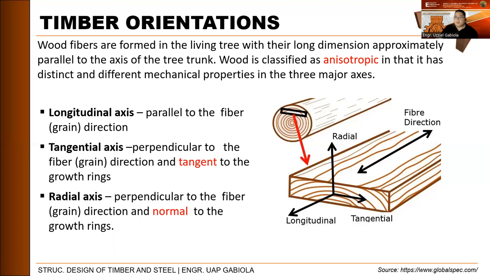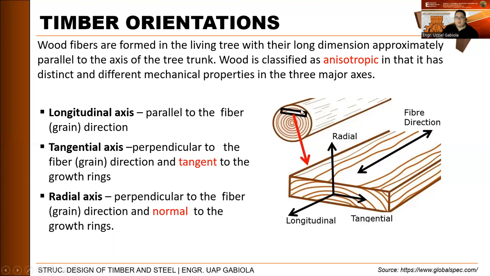Okay? Then we have tangential and radial. So both of them are perpendicular dun sa fiber natin. So kung ito yung fiber natin, yung isa is perpendicular along the horizontal axis, and then yung isa perpendicular siya along the vertical axis. So yung tangential axis is the one perpendicular to the fiber, tsaka tangent siya sa growth rings natin. So papansin niyo ito yung cross section ng wood natin.